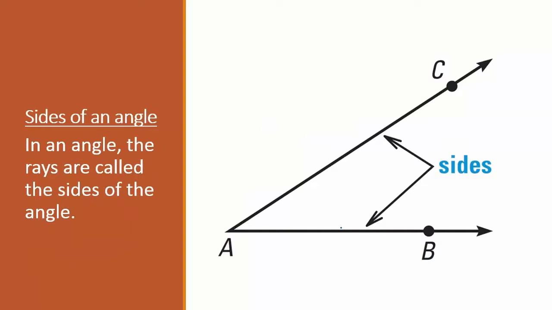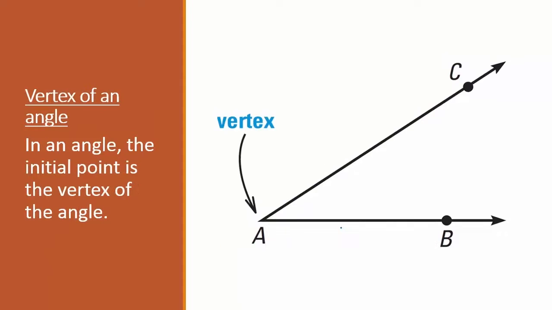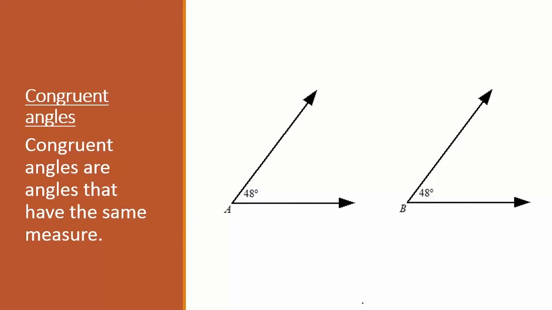Sides of an angle. In an angle, the rays are called the sides of an angle. Vertex of an angle. In an angle, the initial point is the vertex of the angle. In this case over here, this point right here, that's our initial point. That's where the two rays meet. It is called the vertex of an angle. Congruent angles. Congruent angles are the angles that have the same measure.